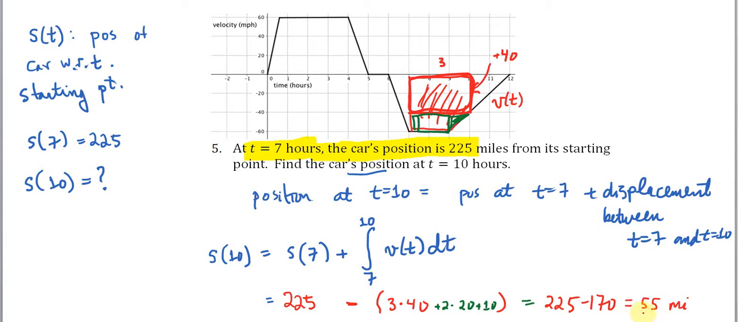This does not mean that it traveled 55 miles altogether. It's not the distance on the car. The odometer of the car is always going upwards, but this is just with respect to some reference point. The car was 225 miles away from its starting point at time t equals 7, and then it actually went backwards 170 miles during that time interval. So now its position is at 55 miles.